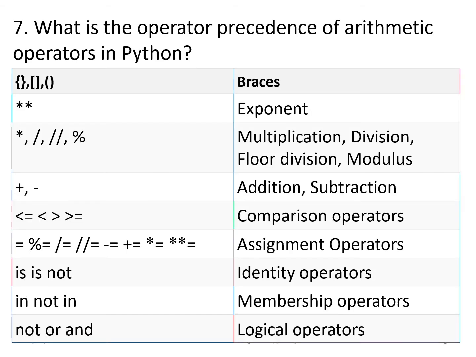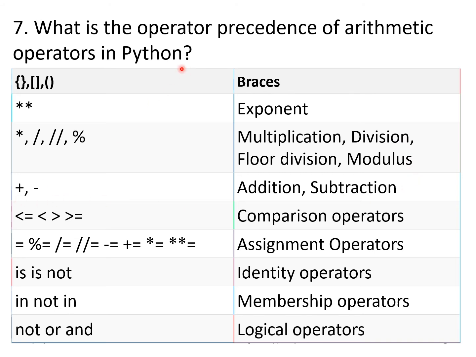Next, here they have asked for operator precedence of arithmetic operators in Python. Here I have given all the operators with the operator precedence. The first precedence is given to braces, exponent, and then these are the arithmetic operators, comparison operators, assignment operators, identity, membership, and then logical. So when you are asked for the arithmetic operators, you can specify these operators.